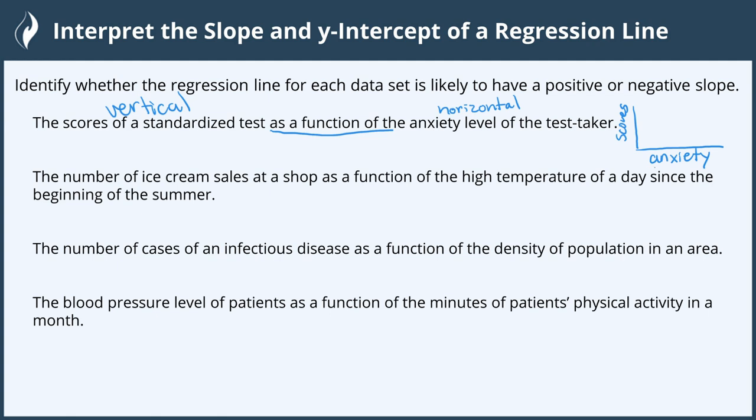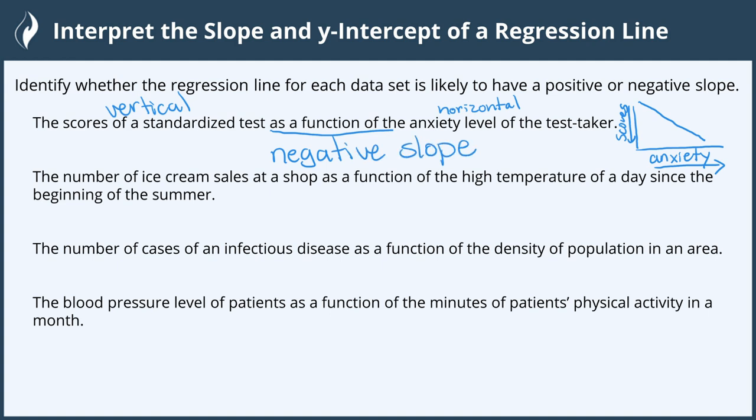So as the anxiety level increases, what do we expect to see with the scores? Well, as anxiety increases, people typically stop thinking as clearly and get more nervous, and so scores go down. If we were to combine this down and over motion, we end up with a line in this direction, which is a negative slope. So our first one is a negative slope.